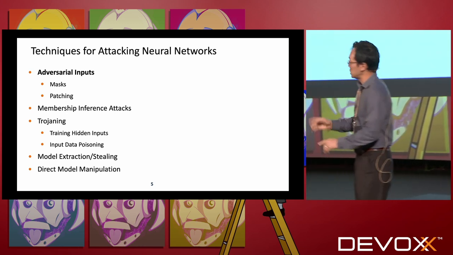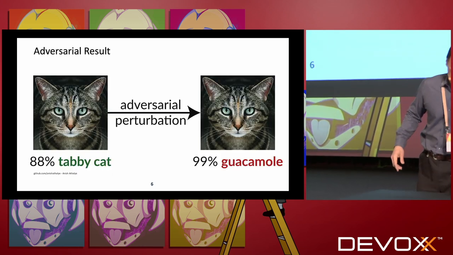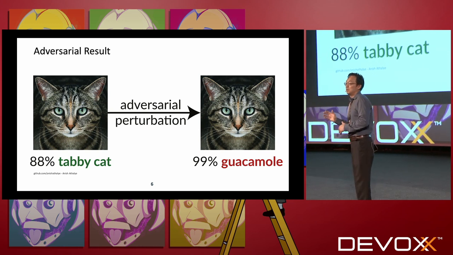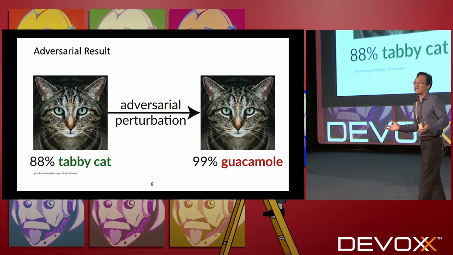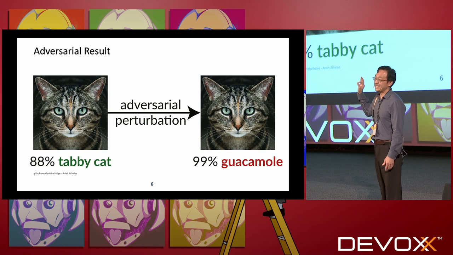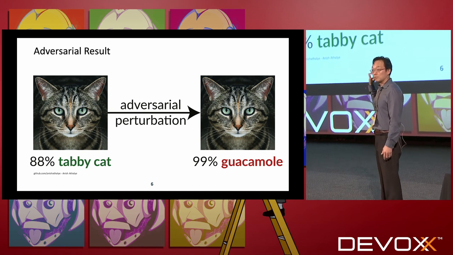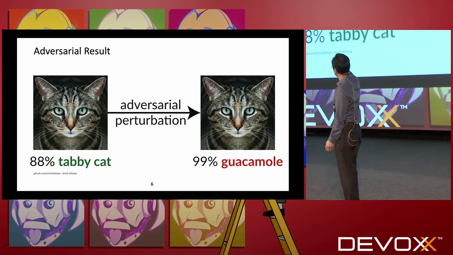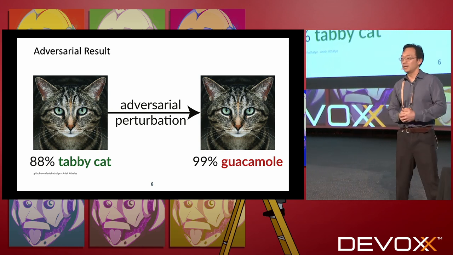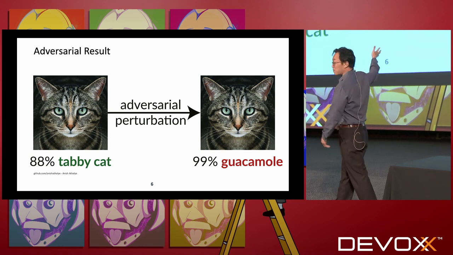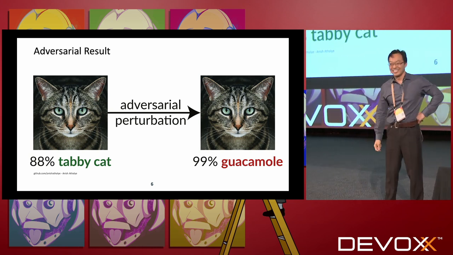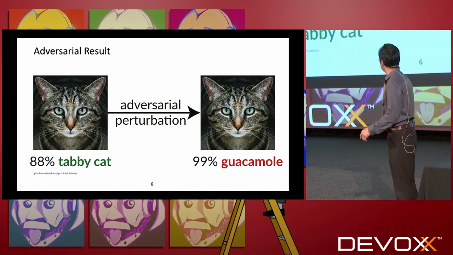All right, so let's focus on adversarial inputs. These two pictures are actually different. Can anyone see the difference? No, you can't. But a neural network, because it looks at every single pixel value, sees every minute change from the left to the right. You give that picture on the left to a neural network, and it goes, yeah, it's a tabby cat, 88%. But you give this other picture that's been perturbed to the neural network, and it goes, 99%, I think it's guacamole. Now, that's a problem, right?